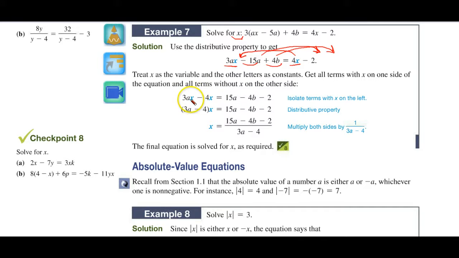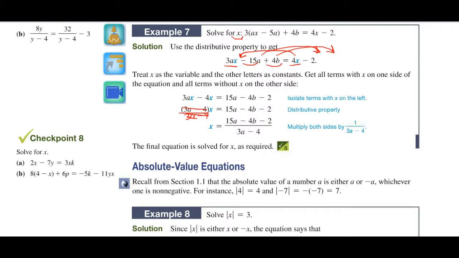Now notice we have an x in 2 terms. Well, what we need to do is factor that x out. I would have put it over here, but they put it there. That's fine. And now we're going to divide both sides by this. And that's what you see they've done. So this cancels out on this side, and we get x equals that.